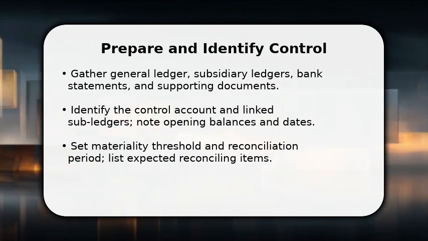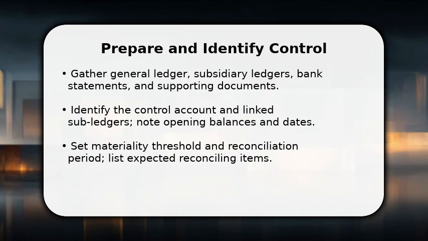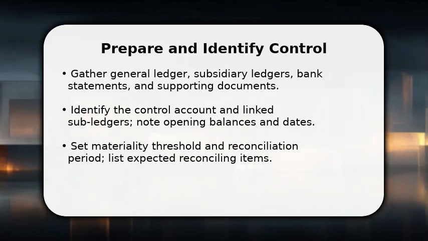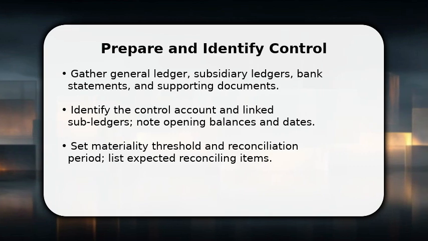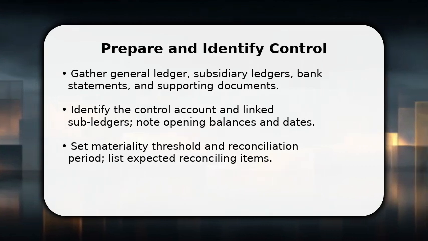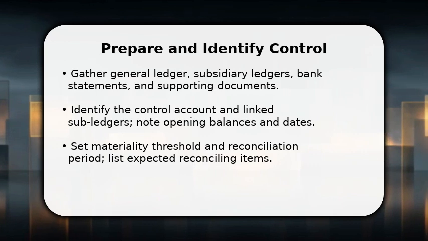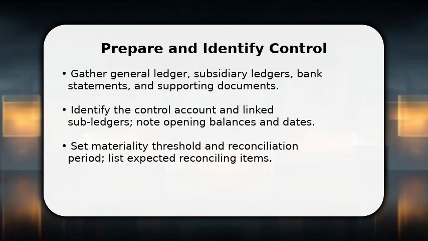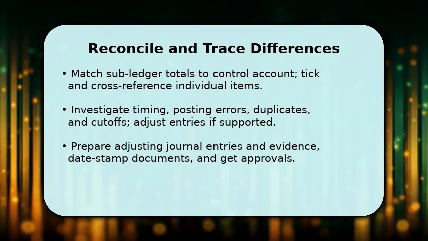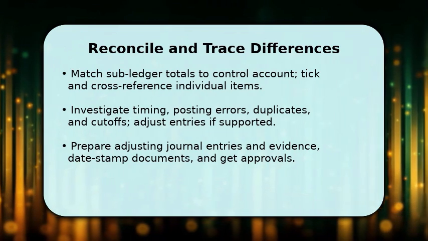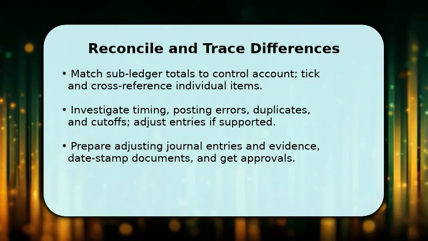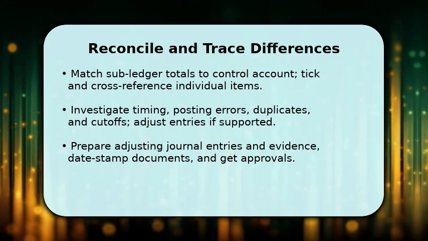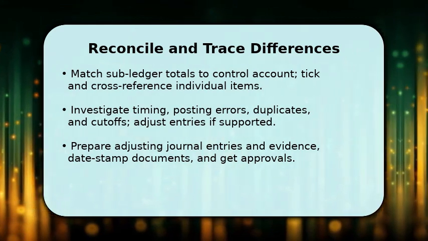This lets you act efficiently, avoid extraneous checks, and prepare the working paper, where you will record each variance and inquiry. You now reconcile line by line. Match the subledger totals to the control account, tick items that agree, and flag exceptions. For each exception, trace back to source documents to determine whether it's timing, a posting error, duplication, or an omission. Make correcting entries only when you have supporting evidence.